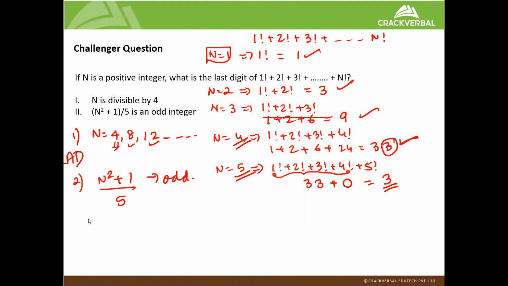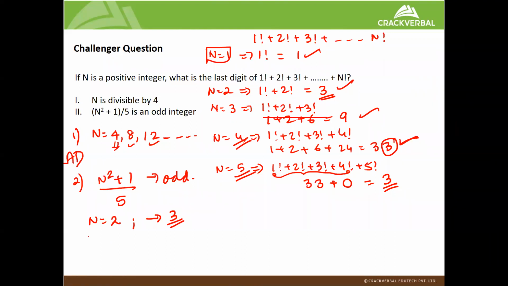Perfect. n can be 2. Now think logically. What is the unit digit when n is equal to 2? 1 factorial plus 2 factorial, so the last digit has to be 3. Now what other value can you put for n?